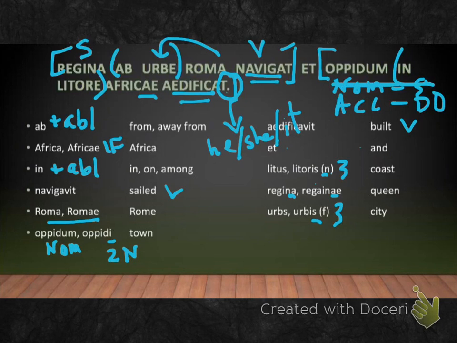So Regina, or she, is the subject of built. She built a town. That makes sense. And then I know where she built it, on the coast. And then I've got Africa here, and it makes sense to just say of Africa, so making that genitive.